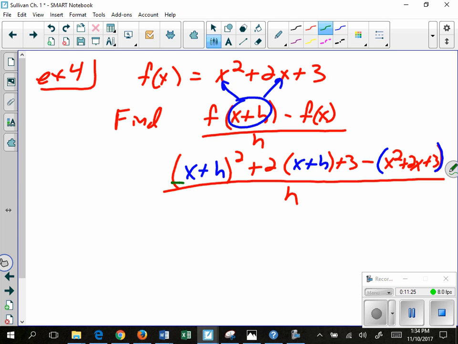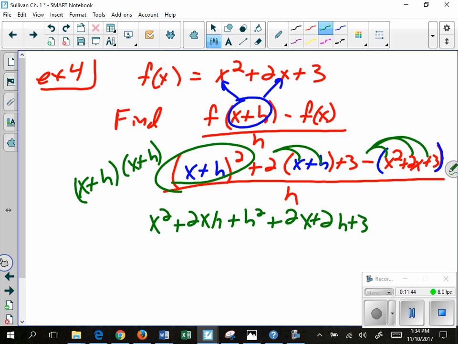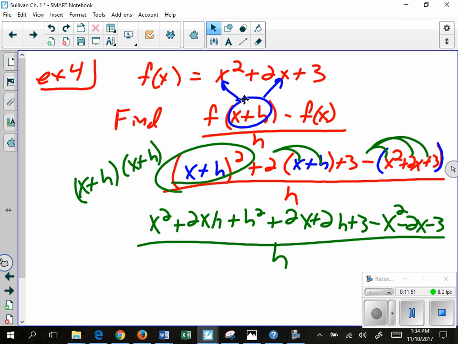Don't forget when you square this out, this is going to be x plus h times x plus h, which is going to be x squared plus 2xh plus h squared plus, I have to distribute that in, 2x plus 2h plus 3. Don't forget to distribute your negative, so that's going to be minus x squared minus 2x minus 3 all over h, and a bunch of stuff is going to combine. So, for example, the x squareds are going to cancel.